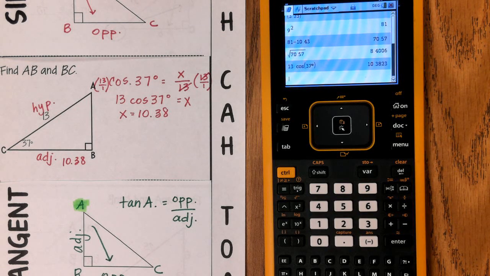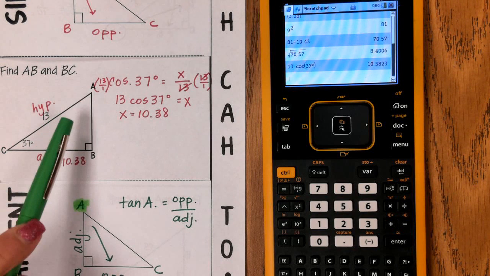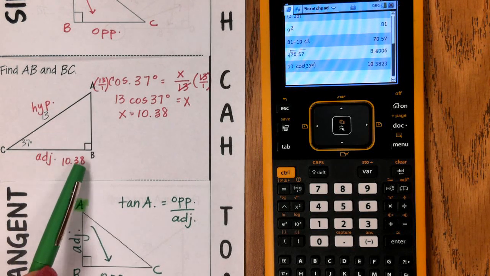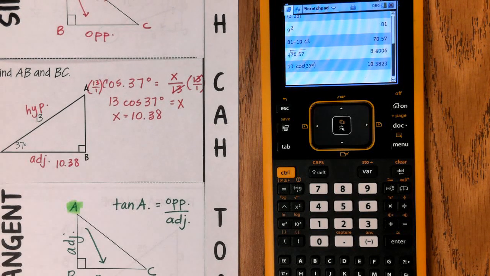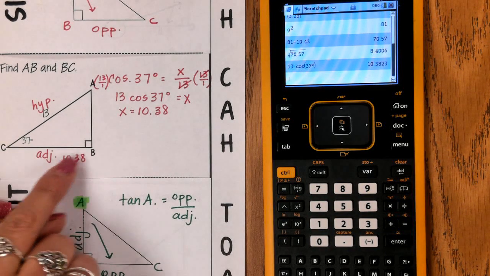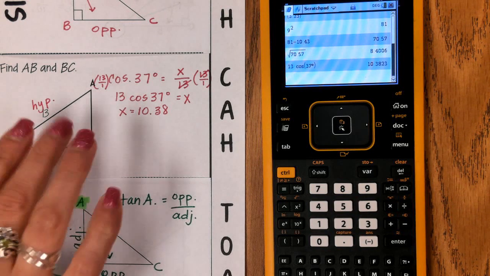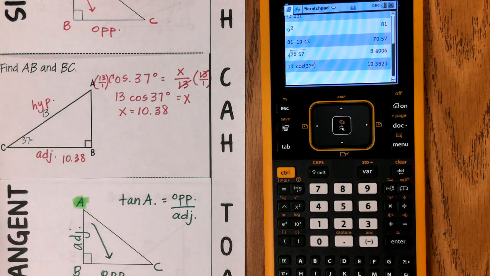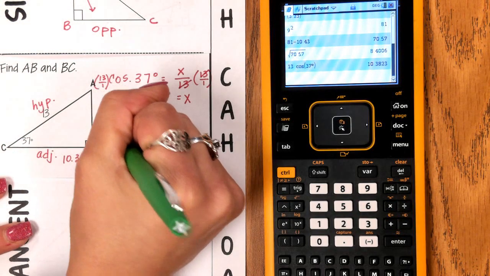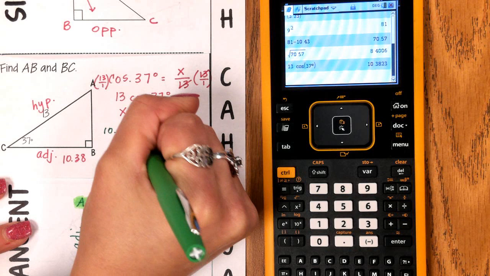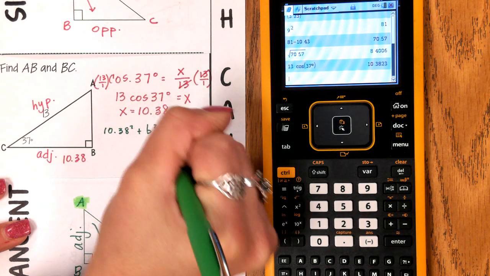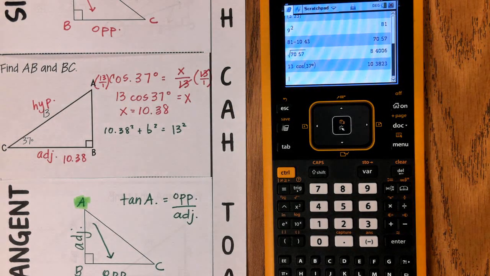Alright, so last thing you would do is you need to find the measurement of AB. We found BC, we need to find what AB is. So again, you're using Pythagorean theorem to find this. If I'm setting up A squared plus B squared is C squared, what is my C squared? 13, very good, because that's my hypotenuse. So we would do 10.38 squared plus B squared equals 13 squared.